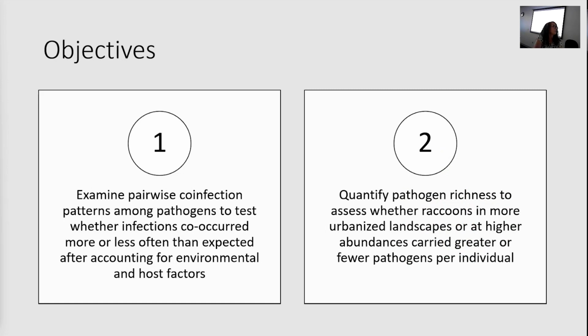So the objectives of this chapter were to examine pairwise co-infection patterns among pathogens to test whether infections co-occurred more or less often than expected after accounting for environmental factors. And the second objective was to quantify pathogen richness to assess whether raccoons in more urbanized areas or at higher abundances carried greater or fewer pathogens per individual.